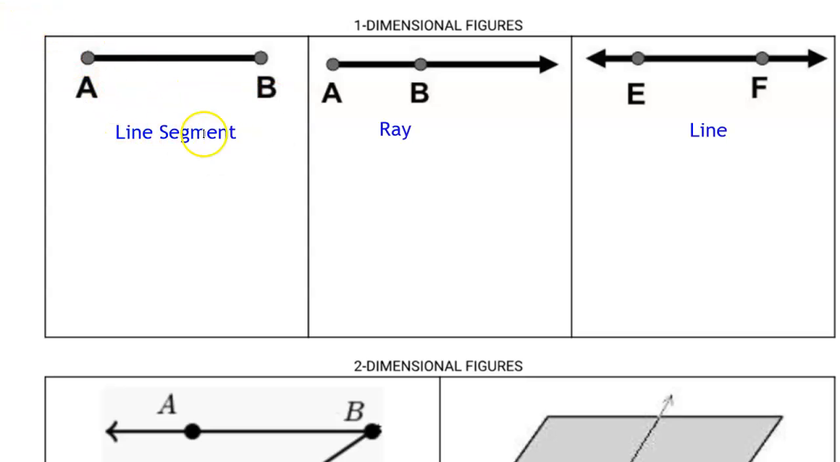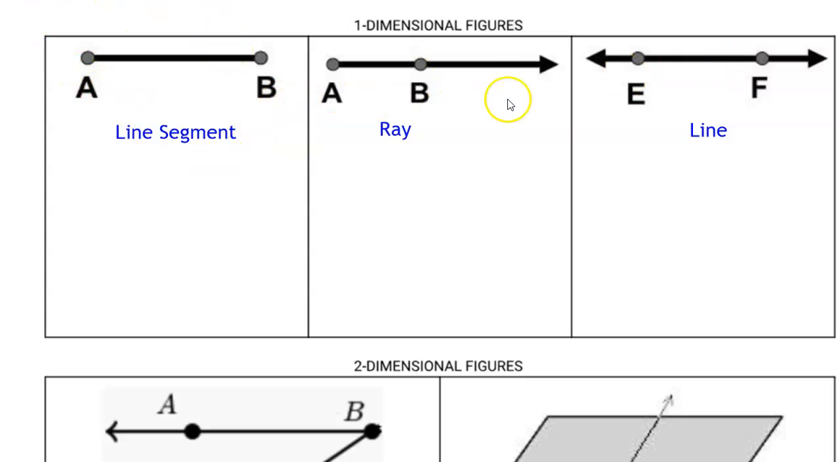This first figure is called a line segment. Sometimes people just refer to it as a segment. The second one is called a ray. A ray starts at one point and continues through another point, and a line extends infinitely in both directions. So the main difference between segment, ray, and line is in how many directions it extends infinitely. This extends infinitely in 0 directions, this extends infinitely in 1 direction, and this extends infinitely in 2 directions.